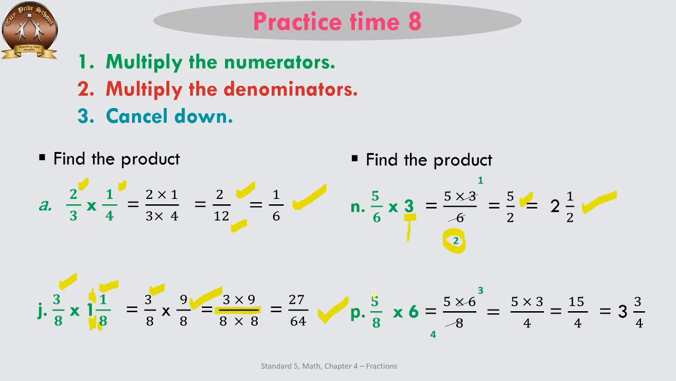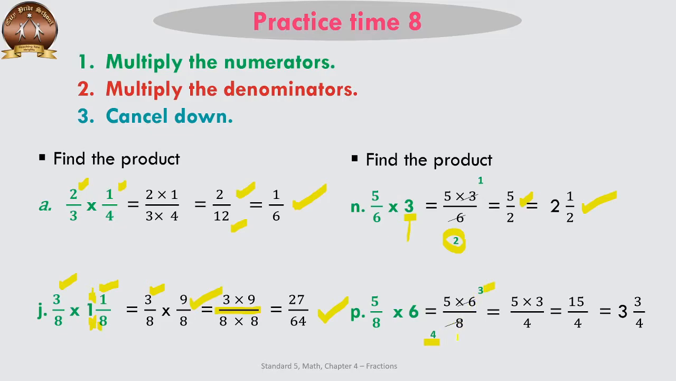Then there is example P on the screen, 5 upon 8 into 6. So here again we have a whole number as the second number, that is 6. So 5 is multiplied by 6 and the denominator comes in single fold, that is 8. So 5 into 6 upon 8. 6 and 8 are both even numbers. They both are divisible by 2.